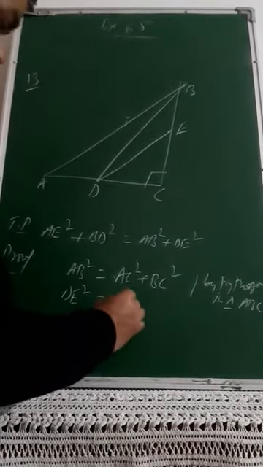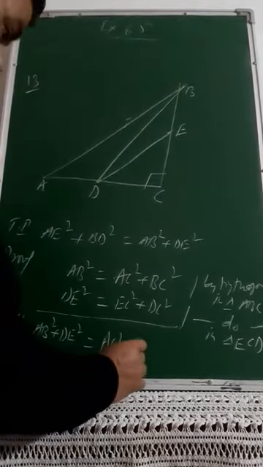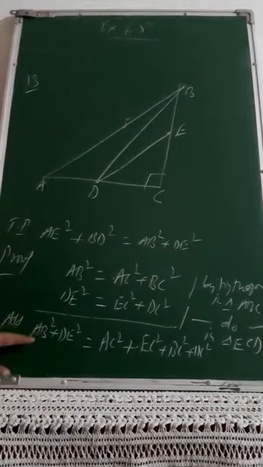I need AB square plus DE square. Let us see. Add. So AB square plus DE square is equal to AC square plus your EC square plus BC square plus DC square. So my right hand side is okay. AB square plus DE square.